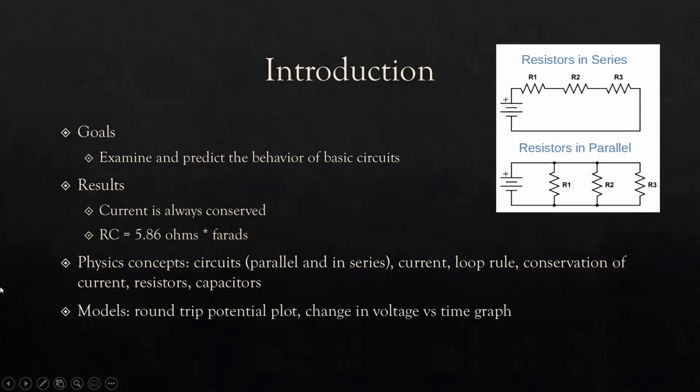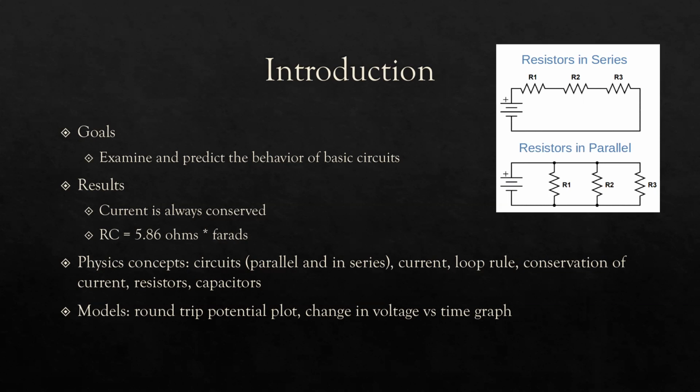Here's my introduction. The goal of this lab was to examine and predict the behavior of basic currents, and we did this by creating currents in an online current software. The results that I found from this lab was that current is always conserved in a circuit, and the resistance times the capacitance of our last circuit was equal to 5.86 ohms times farads, which was very close to the expected 6 ohms times farads.